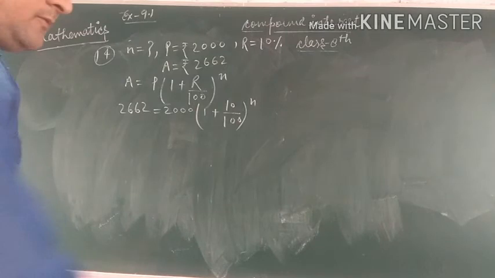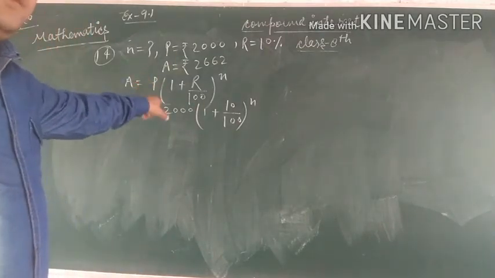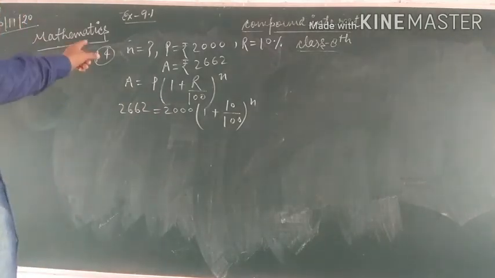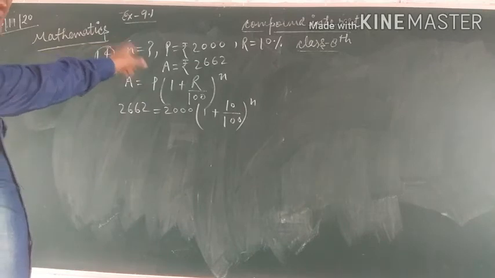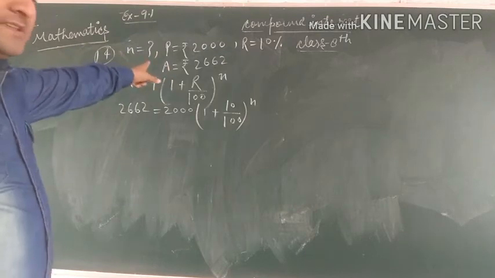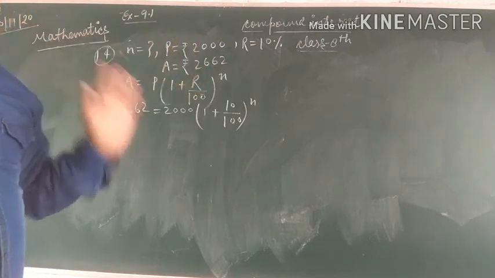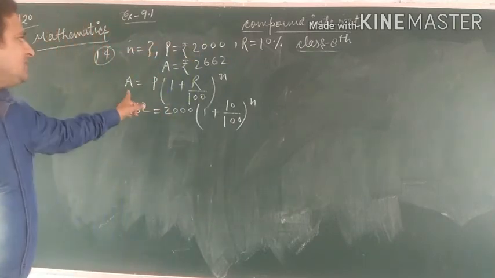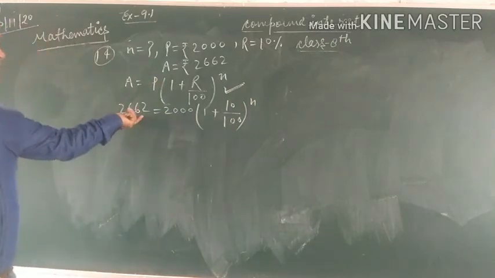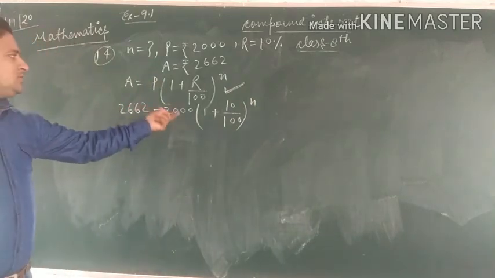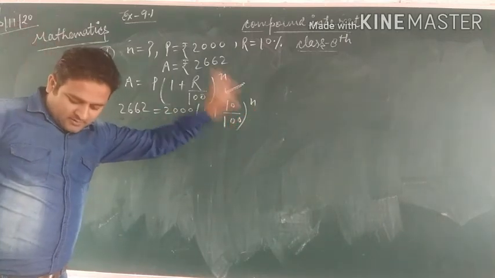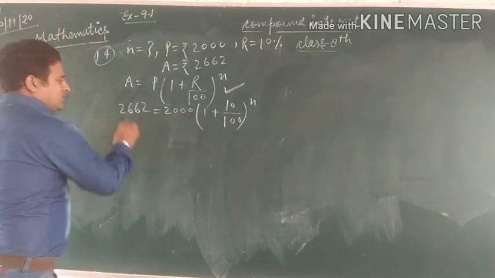In questions 14 and 15, both are the same and they will be solved like this. So I am explaining question number 14. In how many years, means time is unknown. Rupees 2000 is the principal, and the amount is given, 2662, at 10% per annum. So rate is 10%. So we shall use this formula. As you know, learn it very well. Putting the values A equal to 2662, P equal to 2000, 1 plus R, which is 10 upon 100, to the power n. Now we shall transfer 2000 to this side.